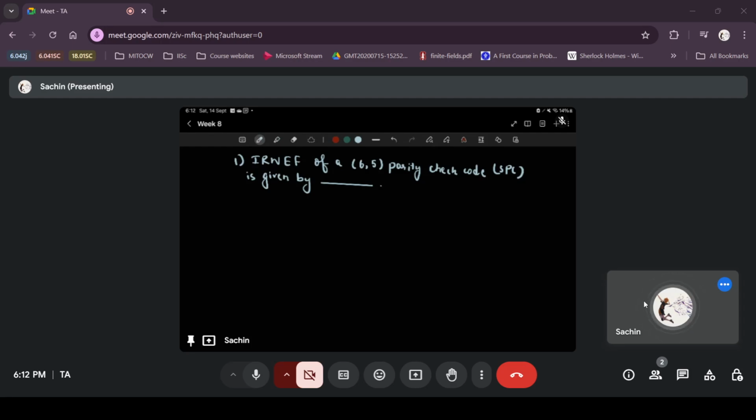So with 5 bits, there are 2 power 5, which is 32 input combinations. So 32 different input messages are possible, and one code word is assigned for each by appending a parity check bit at the end that is equal to the mod 2 sum of all the information bits, so that when you do the mod 2 sum of the entire code word, it will always be 0.